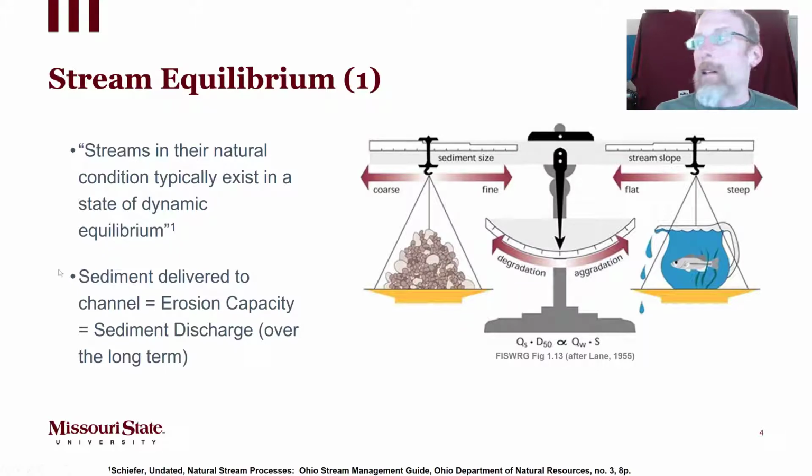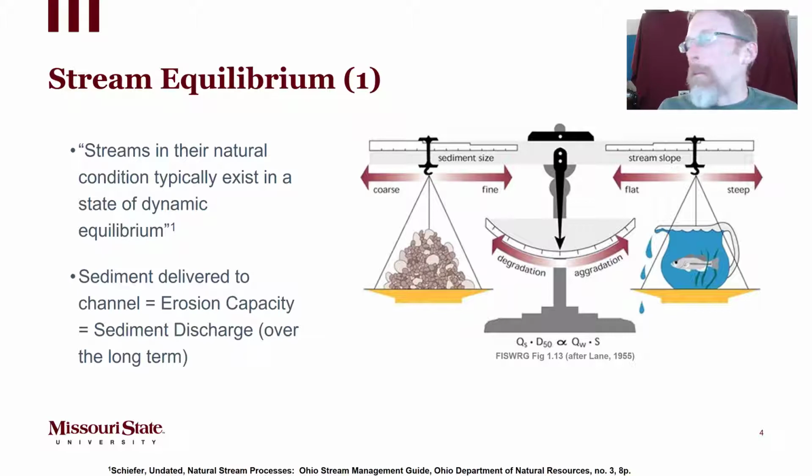We're going to come back to Lane's diagram here, Lane's balance, in a future lecture, but I want to introduce it here. This is one of the most important figures, I think, in stream geomorphology, because it shows the relationship between the amount of sediment, the size of this sediment, the amount of water, the stream slope, and all these variables and how they interact.